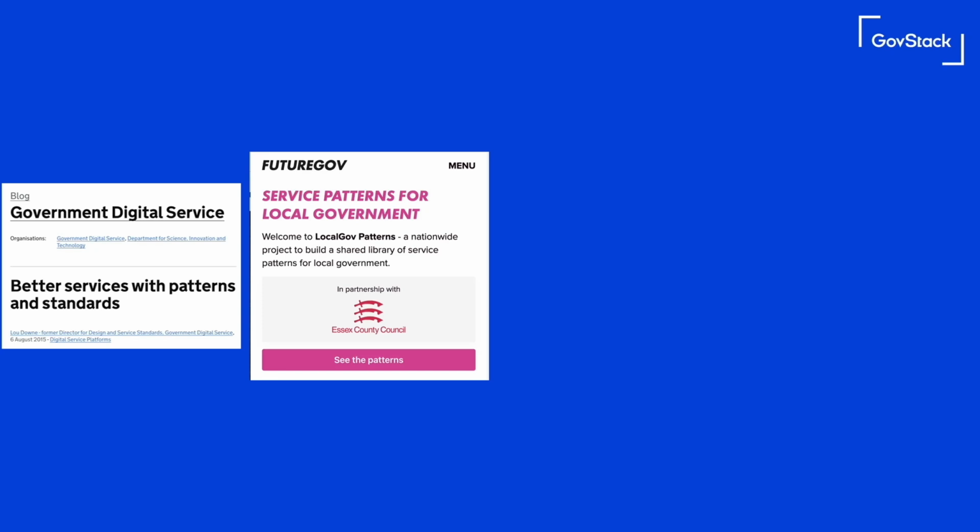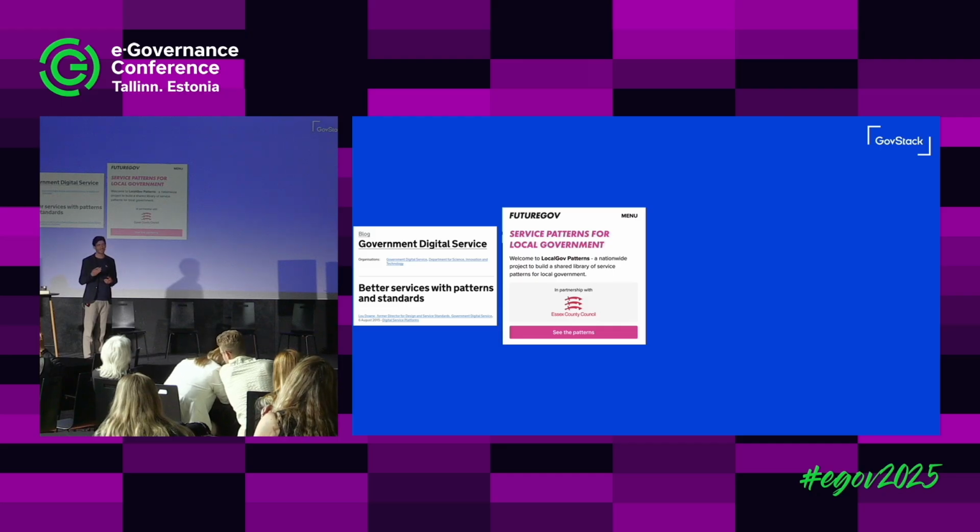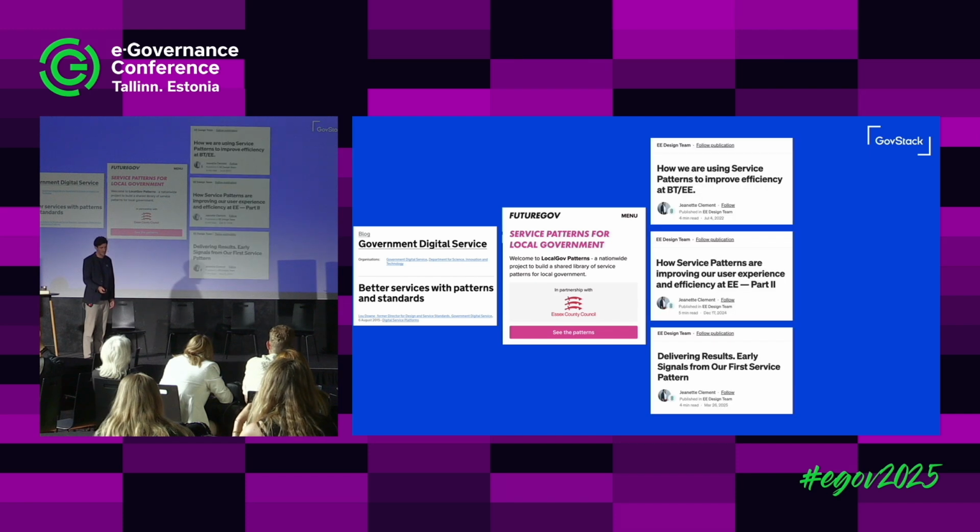My old company, FutureGov, worked with Essex County Council in the UK and developed a service pattern library. So this is just, they documented 147 steps that happen in different services. So you can browse, apply services. Here are the steps that happen. Very simple.